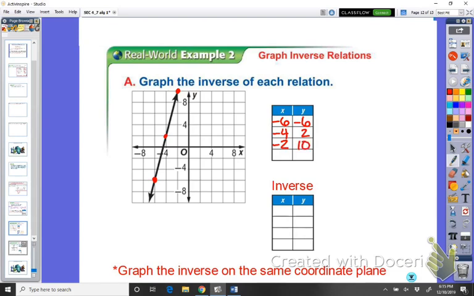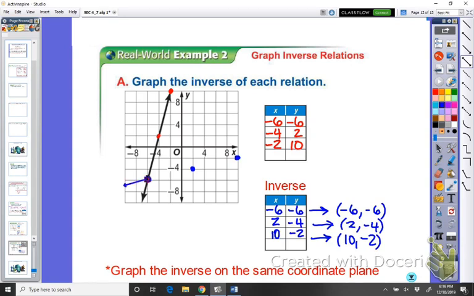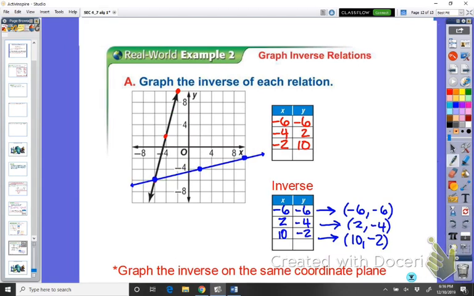So we're going to flip those around for the inverse. So this one doesn't change, -6, -6. This is going to now be 2, -4. And this one is 10, -2. And we're going to put those on the same graph. So -6, -6 is the same point. 2, -4, and 10, -2. Take your ruler, draw a straight line, put arrows on the end, and that is your inverse.